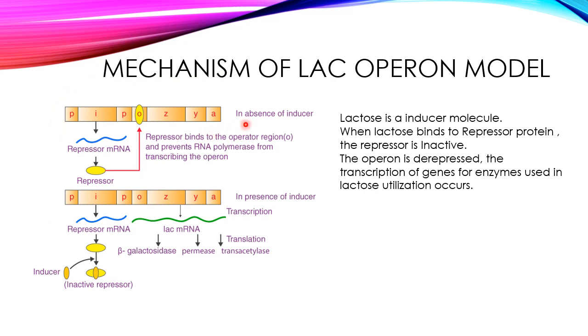Here, in the absence of the inducer, that is, in the absence of the lactose, the regulatory gene is encoding the repressor protein. This repressor protein is straight away active, and it goes and binds to the operator region. And when this binds to the operator region, the RNA polymerase cannot bind at this promoter region. We need RNA polymerase to initiate the transcription process.